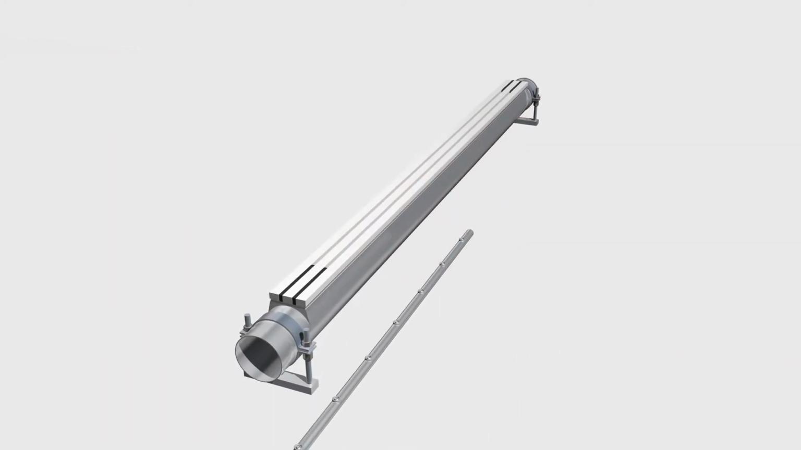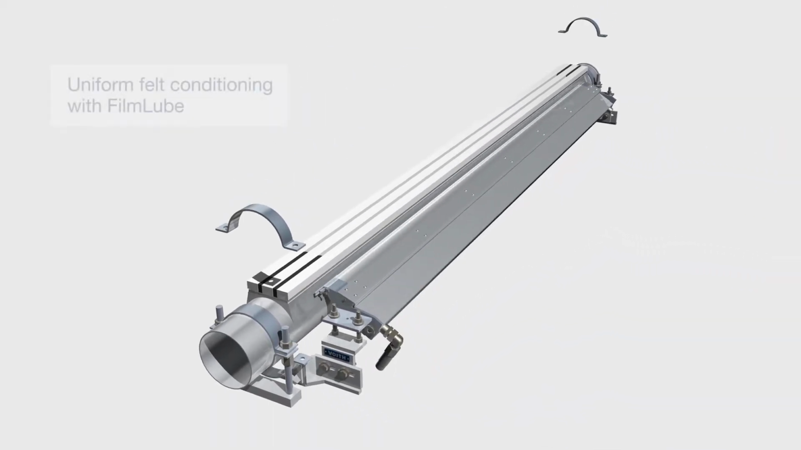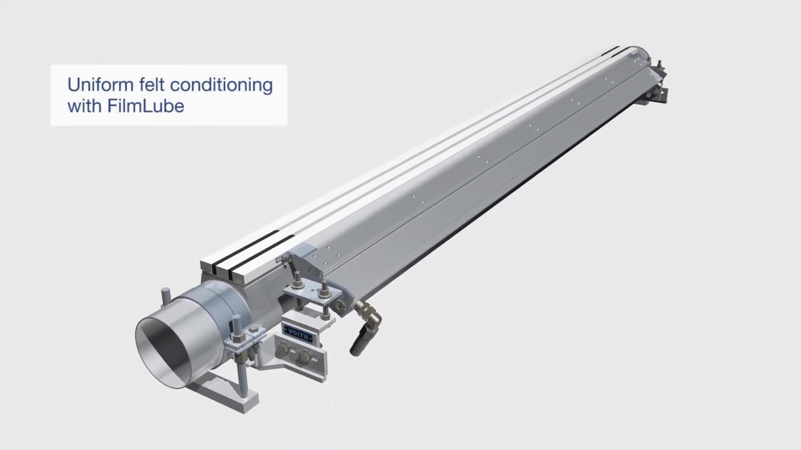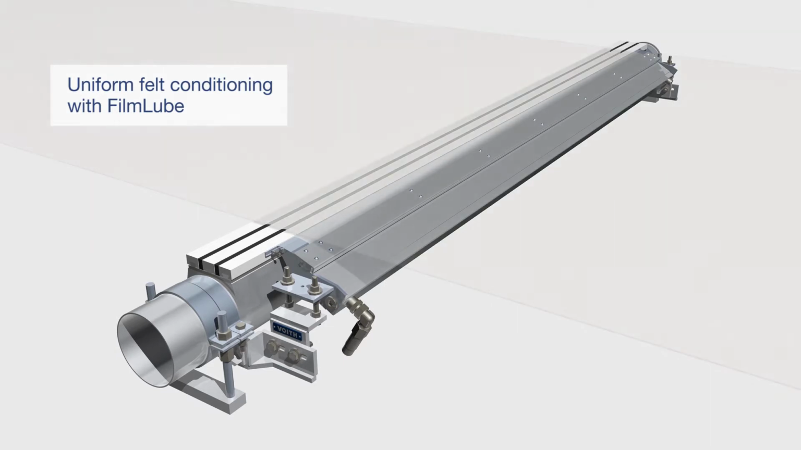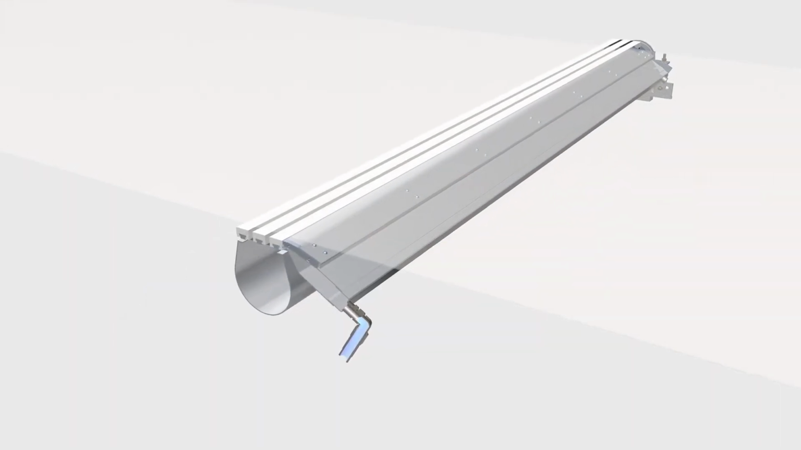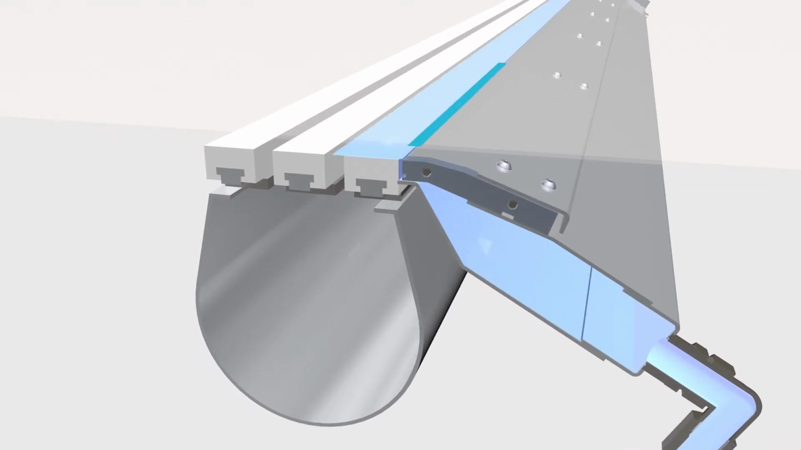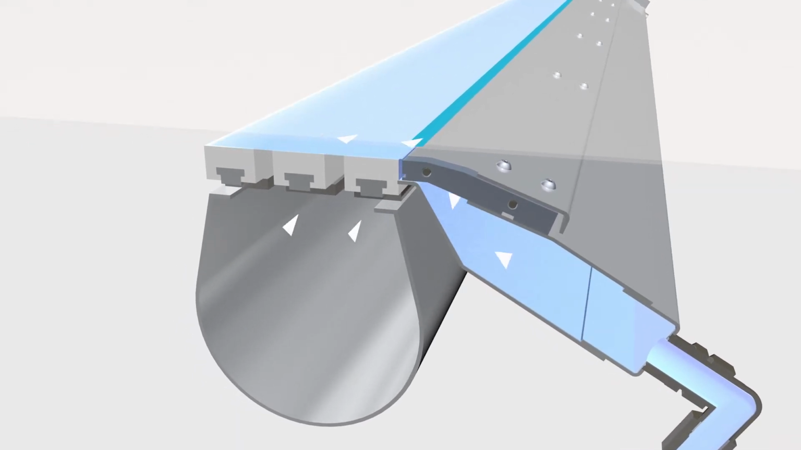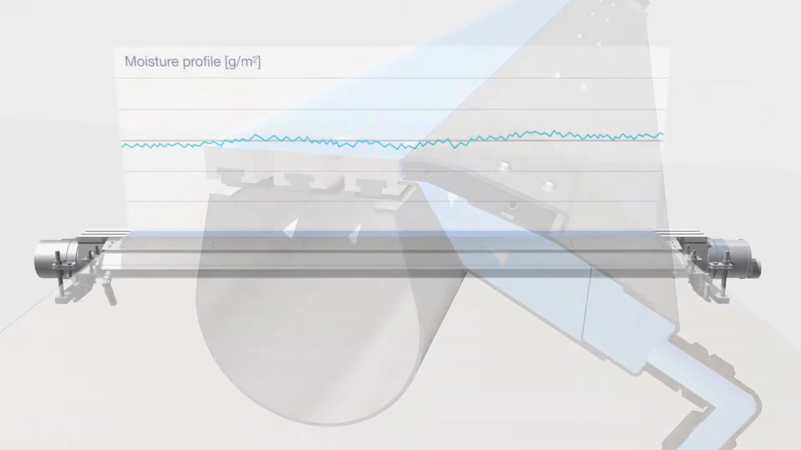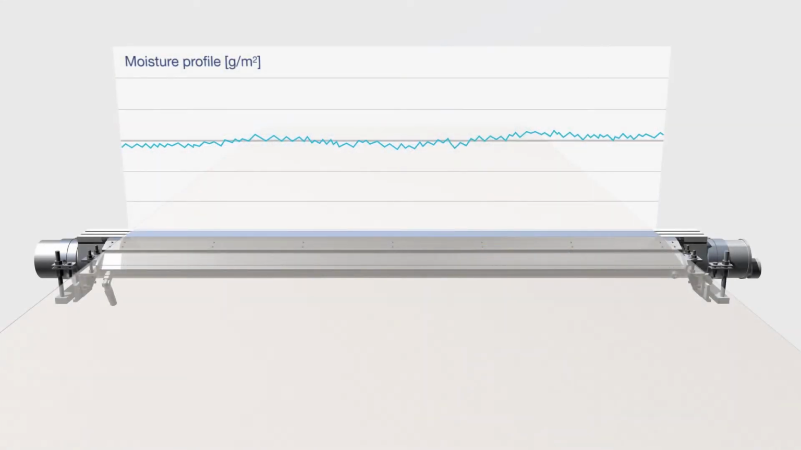Alternately, Voith's FilmLube ensures consistent lubrication at all times, thanks to its novel design. The continuous lubrication gap uniformly conditions the felt over the entire width of the machine, and thanks to the direct feed, ensures efficient water application. This targeted use of water ultimately leads to a uniform moisture profile on the Uhle box.